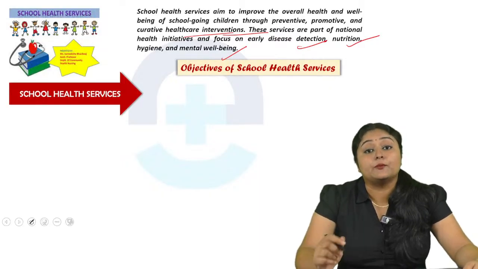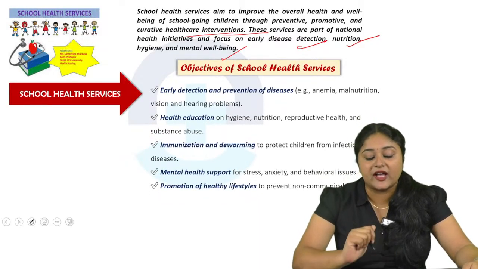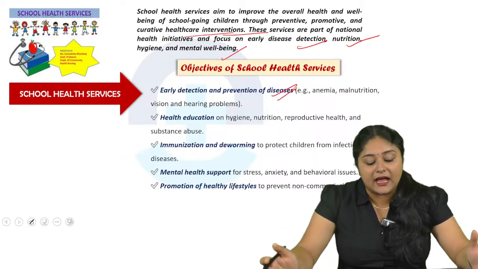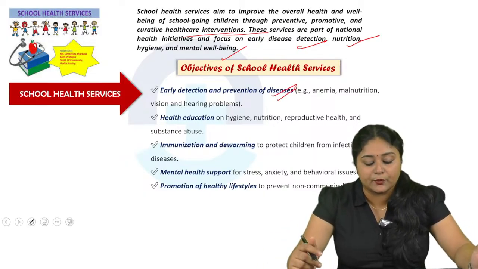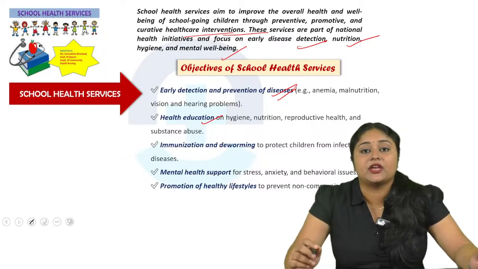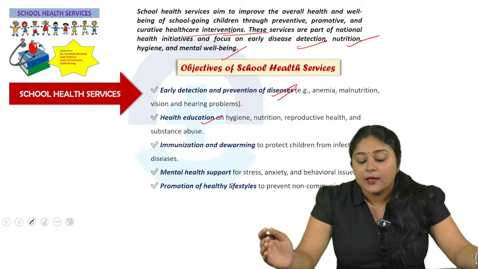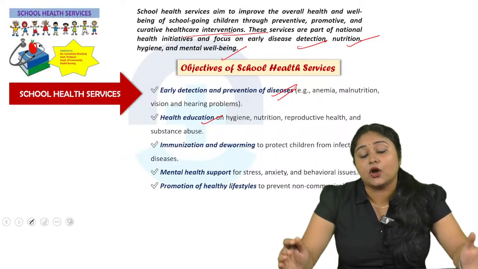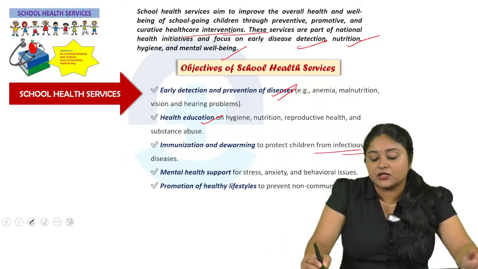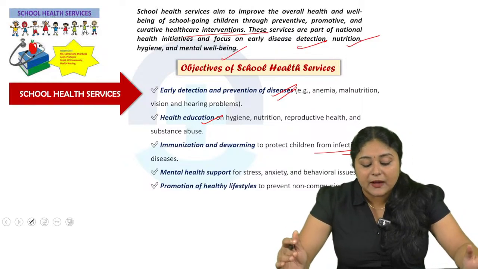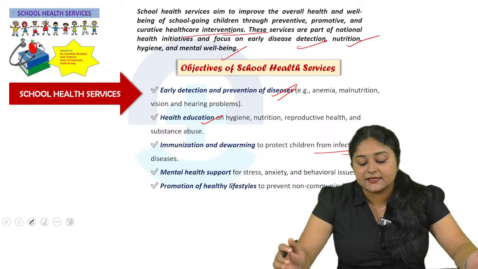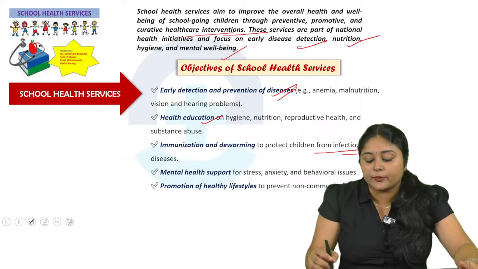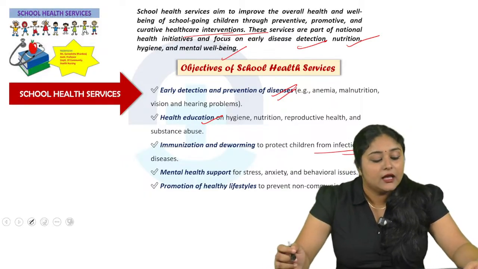What are the objectives of the school health service? First is early detection and prevention of diseases like anemia, malnutrition, vision as well as hearing problems. Next comes health education on hygiene, nutrition, reproductive health and substance abuse. Then immunization and deworming for protection of children from infectious diseases, mental health support for stress, anxiety and behavioral issues. Then promotion of a healthy lifestyle for prevention of non-communicable diseases.